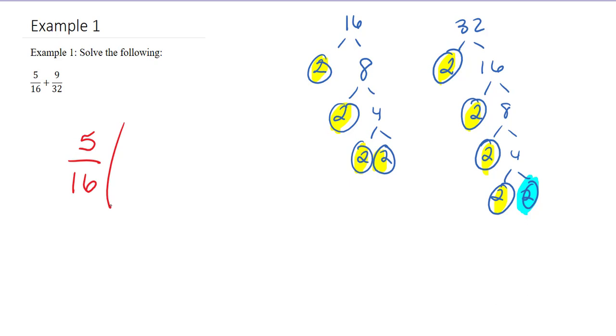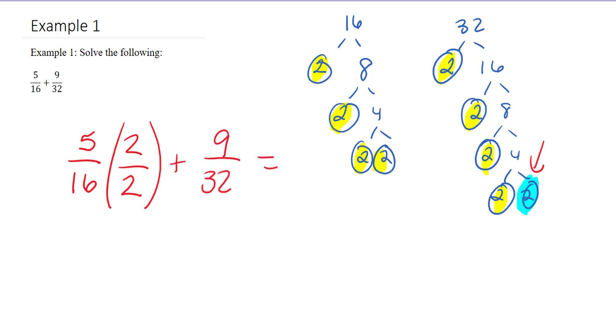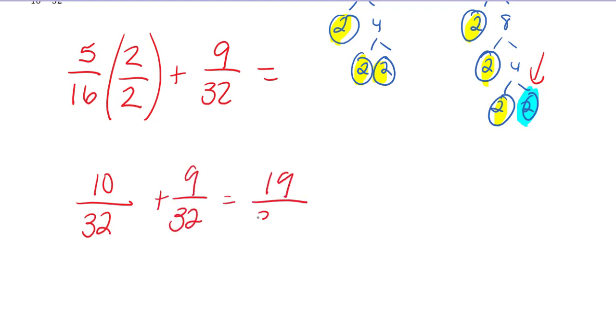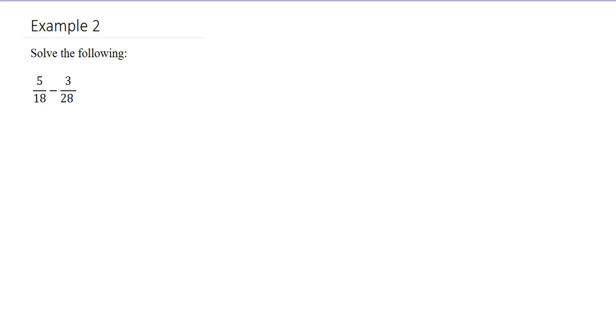So we have 5/16. We need to multiply it by that missing factor, 2/2, plus then 9/32. So what does that equal? Well, 5 times 2, we multiply the top, is 10. 16 times 2 is 32, plus 9/32, so we get 19/32. And as 19 is a prime number, we know we can't reduce this any further, so this is our solution.